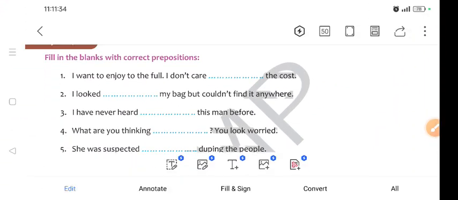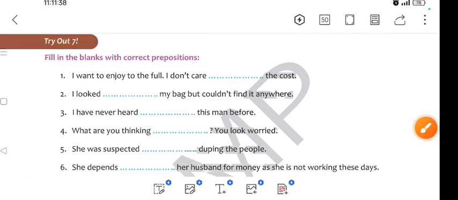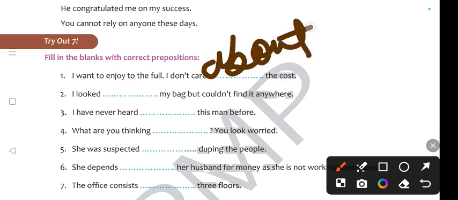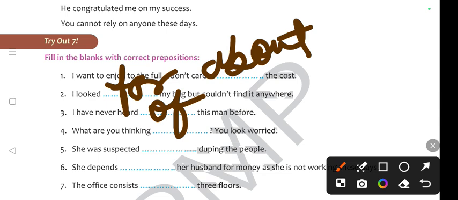Now let's all try out 7. I want to enjoy it to the full. I don't care about the cost. I looked for my bag but I couldn't find it anywhere. I have never heard of this man before. What are you thinking about?